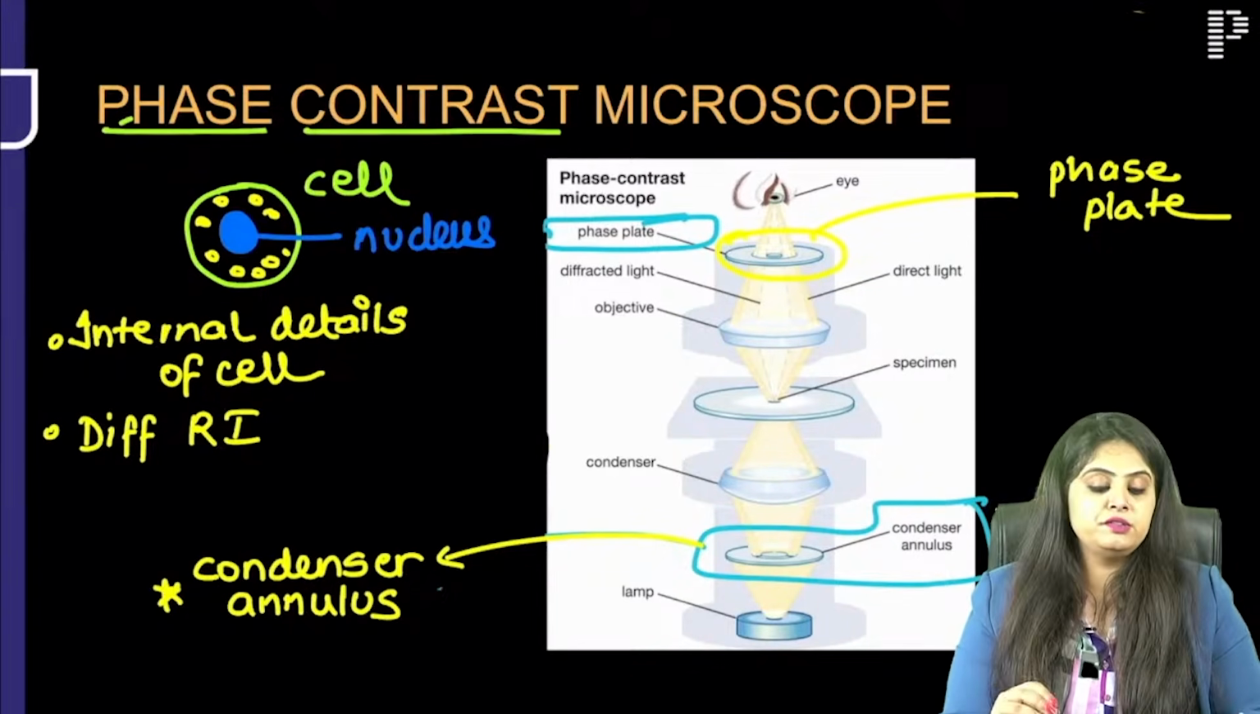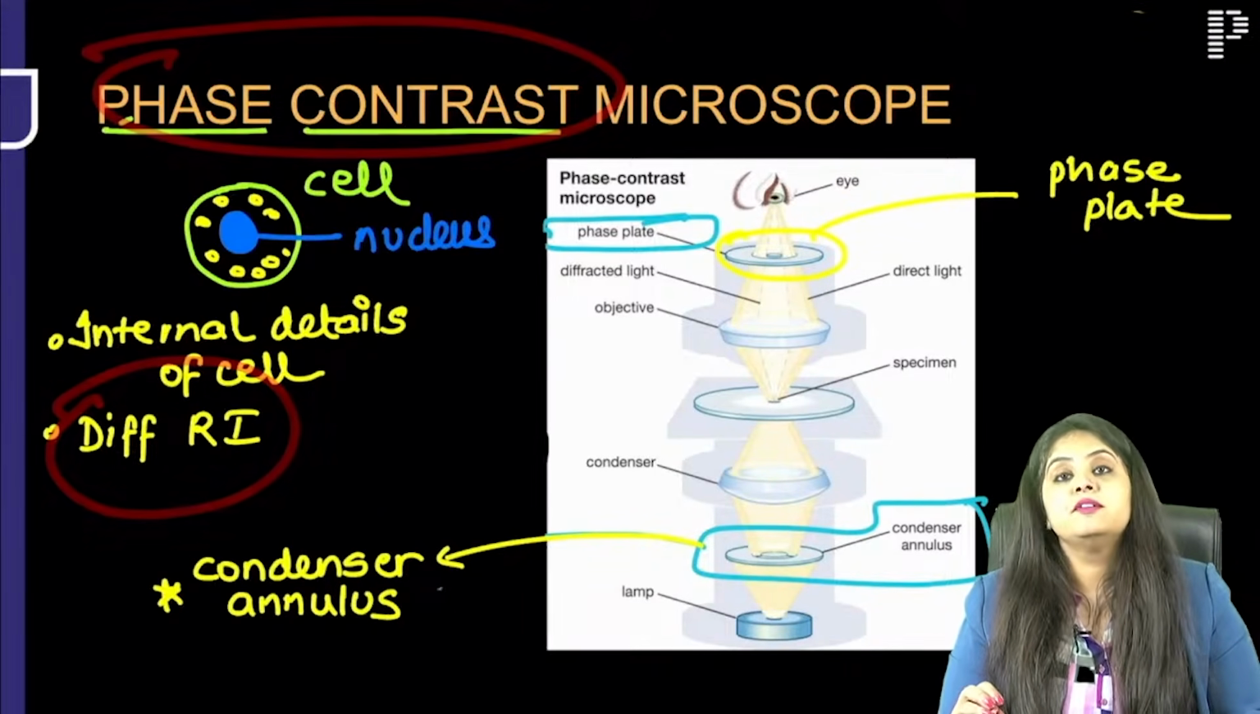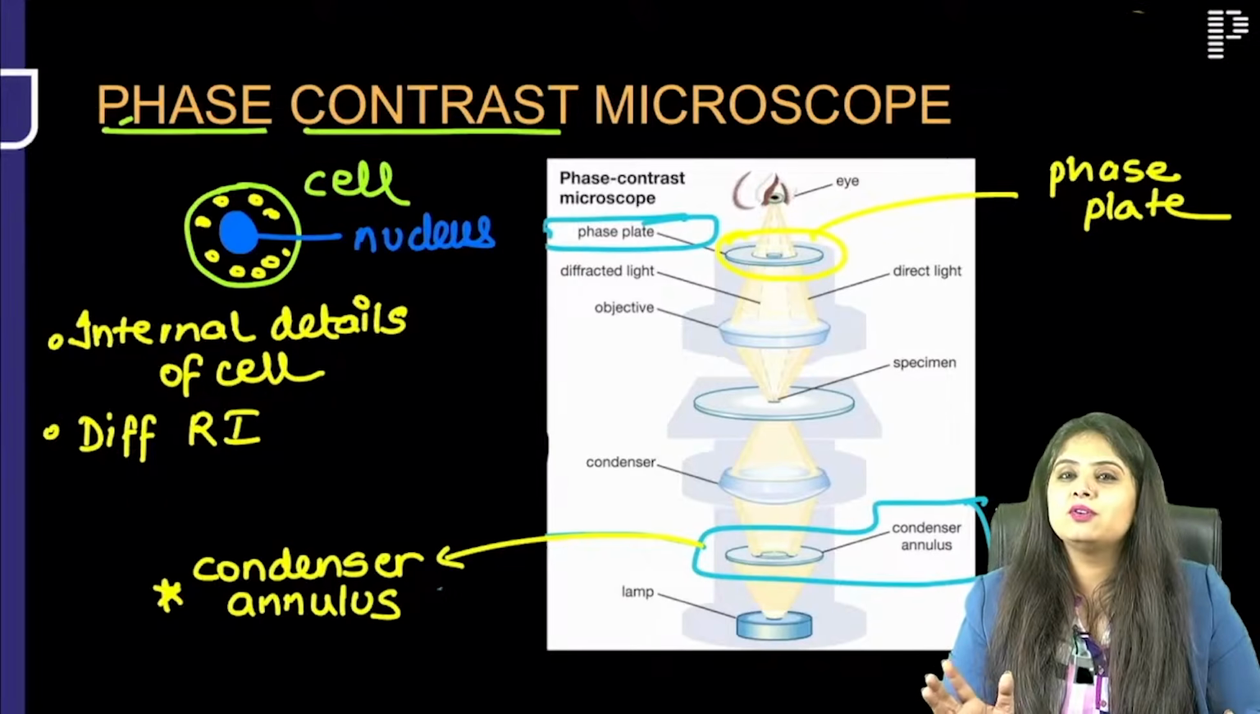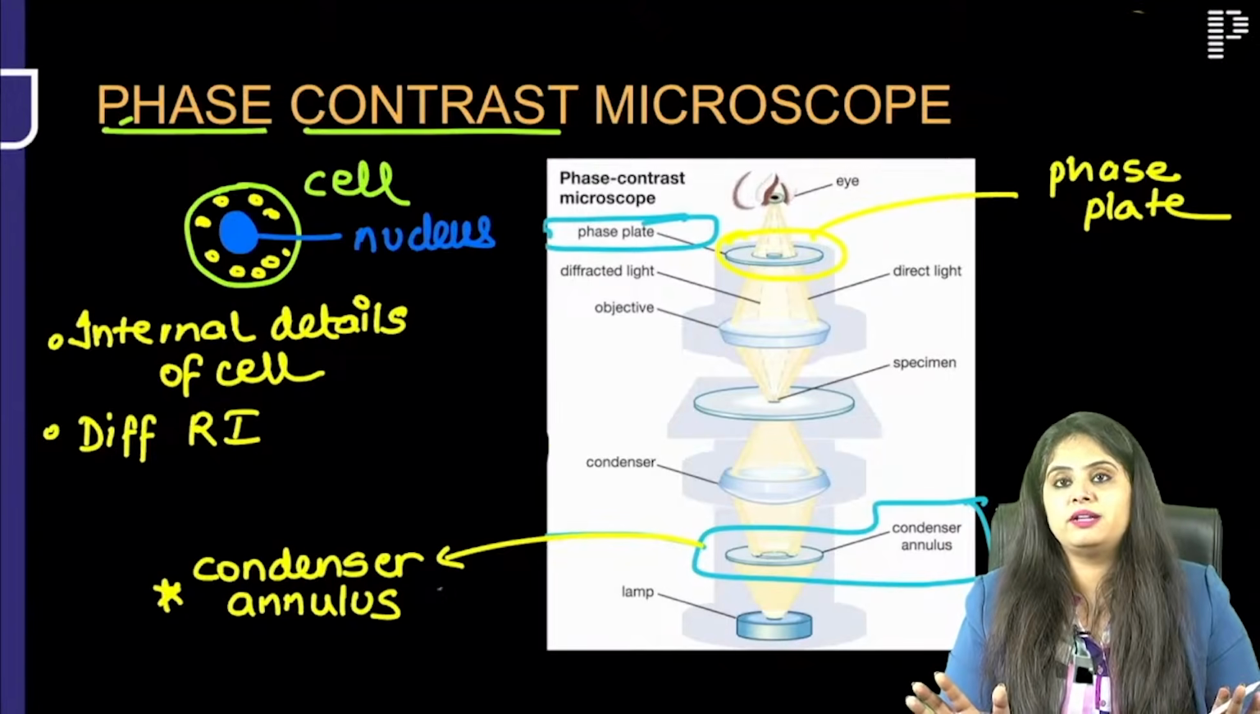When you want to see structures with different refractive indices, what microscope do you use? Phase contrast microscope. In micro it can be asked, and in patho this will be asked. I am teaching you microscopes together. Wherever the short note comes, you write the same thing.